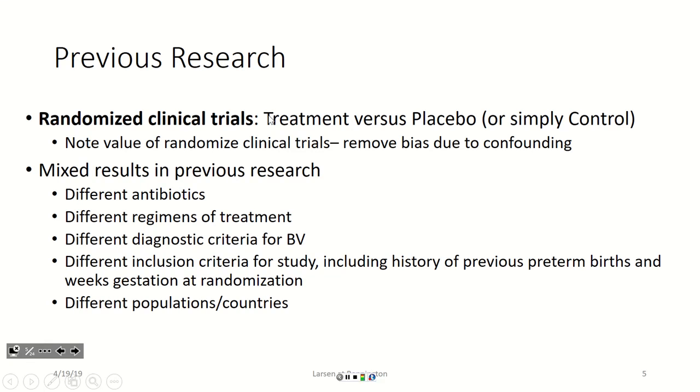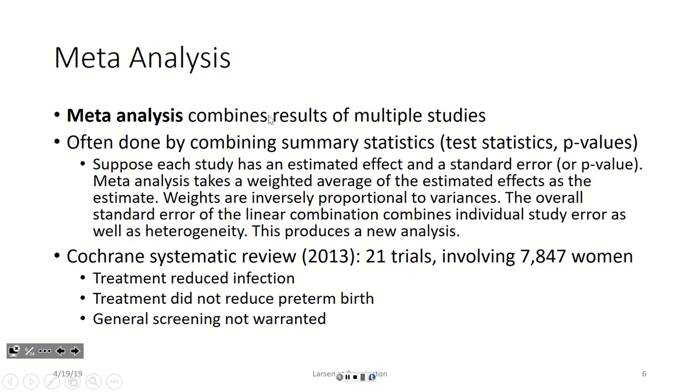There are different regimens of treatment, different diagnostic criteria for bacterial vaginosis, and different inclusion criteria. Some included women only with previous preterm births, others included women who have never had births before. There are also different populations and countries involved. So it wasn't completely clear what to do.